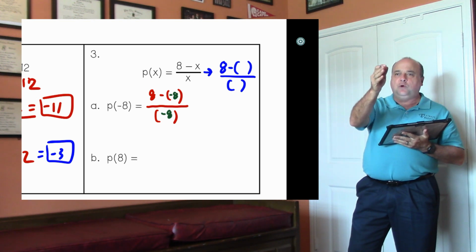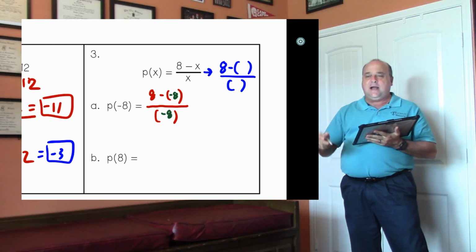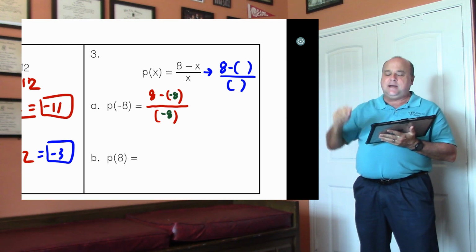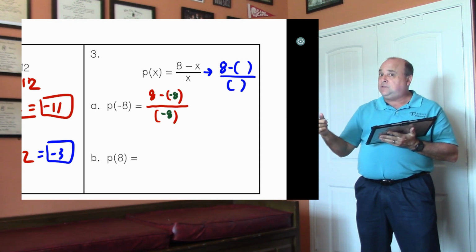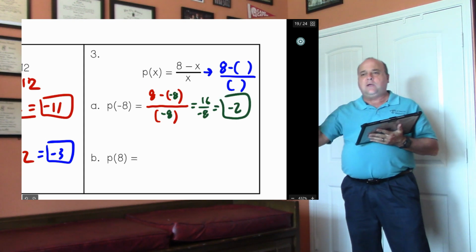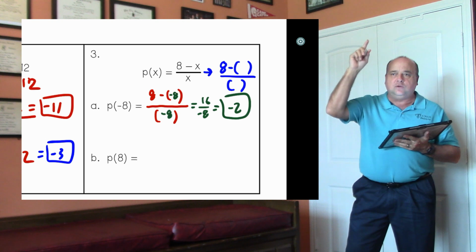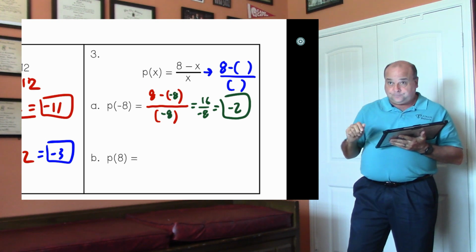So I took the input of negative 8 and I put it in both parentheses. Now I'm going to do the math. Get the numerator and then divide by negative 8. 8 minus a negative 8. The 2 negatives turn into a plus. So this will turn into 16 over negative 8, which is a negative 2. If you can't do that, you've got to use the calculator. Hit Control Divide and type it in.